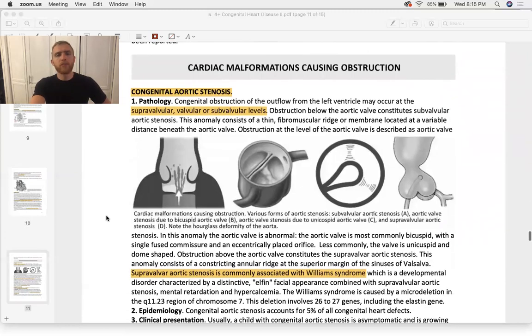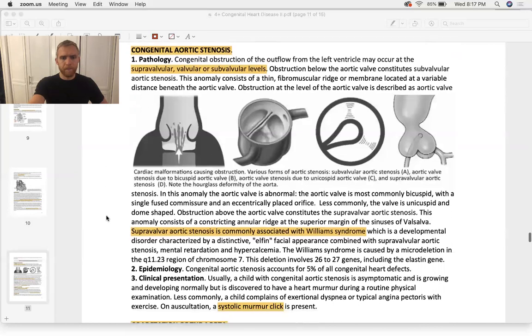So moving on to the obstructive malformations. The first one we're looking at is congenital aortic stenosis. And a stenosis is a narrowing of a flow channel. So knowing that, the height or level of the stenosis can be underneath the valve, on top of the valve, or at the level of the valve. And so that's called a supravalvular, valvular, or subvalvular congenital aortic stenosis.